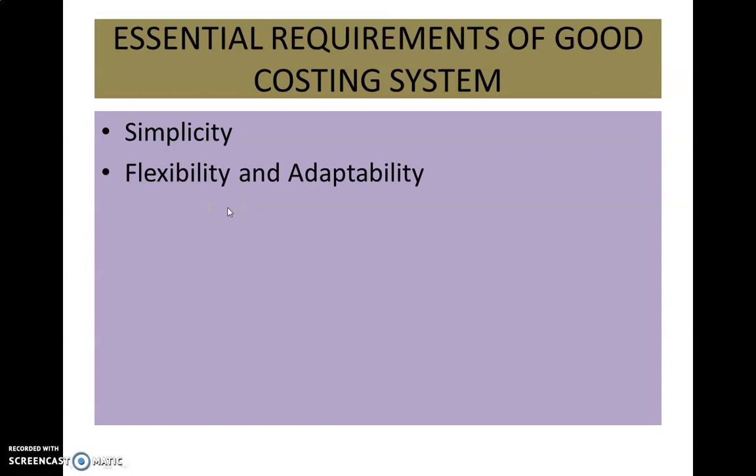Second one, flexibility and adaptability. The cost accounting system should be flexible to adopt new requirements based on changes occurring in the enterprise due to external conditions. The costing system must be flexible to accommodate the changing conditions and situations if any happen in future. It must provide scope for the incorporation of changes due to expansion, diversification, contraction, etc. of the operation.